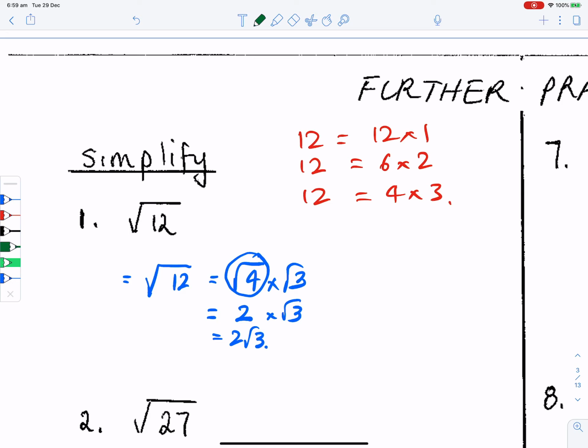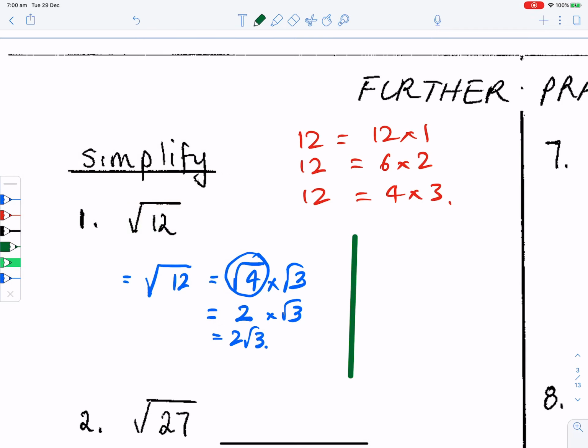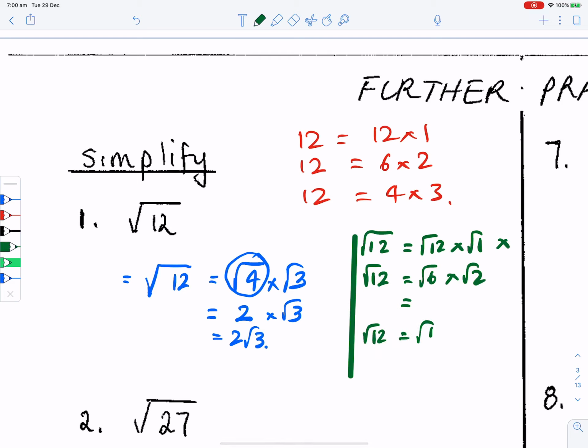See, if you had tried some of the others, you would never have gotten anywhere, right? Let's have a look at the other ones. If you had written root 12 as root 12 times root 1, that doesn't help you. If you had written root 12 as root 6 times root 2, that's a problem, because this can't be simplified and this can't be simplified. So you haven't achieved anything. But our last option, root 4 times root 3, root 4 is 2. And you're complete.